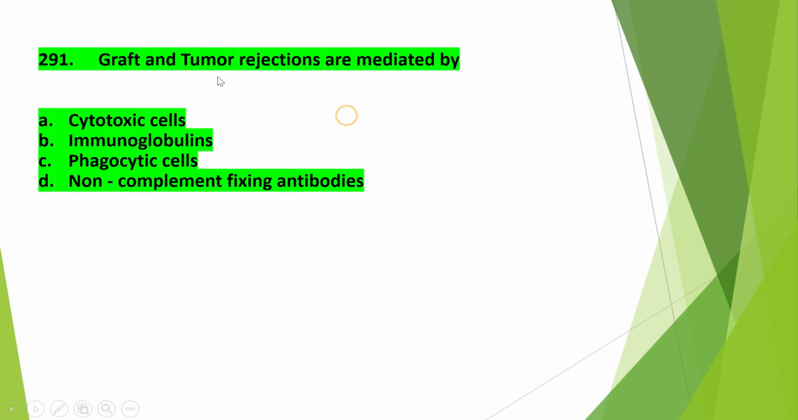So next one is, graft and tumor rejection are mediated by cytotoxic cells, immunoglobulins, phagocytic cells, or non-complement fixing antibodies. The right one is option A, that is cytotoxic cells. So graft and tumor rejection are mediated by cytotoxic cells.